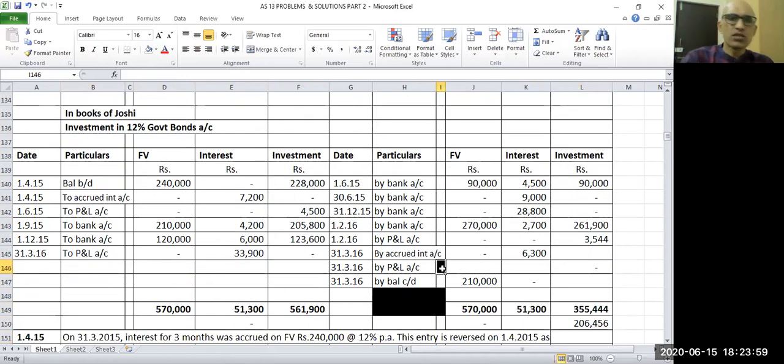Now this loss will have to be accounted for, and this loss will be transferred to profit and loss account. So on 31st March 2016, we will account for this loss of 3,000 rupees. The entry is profit and loss account debit to investment account 3,000 rupees. And then we will carry forward the investment of 2,03,456 as per the given market value to the next year.